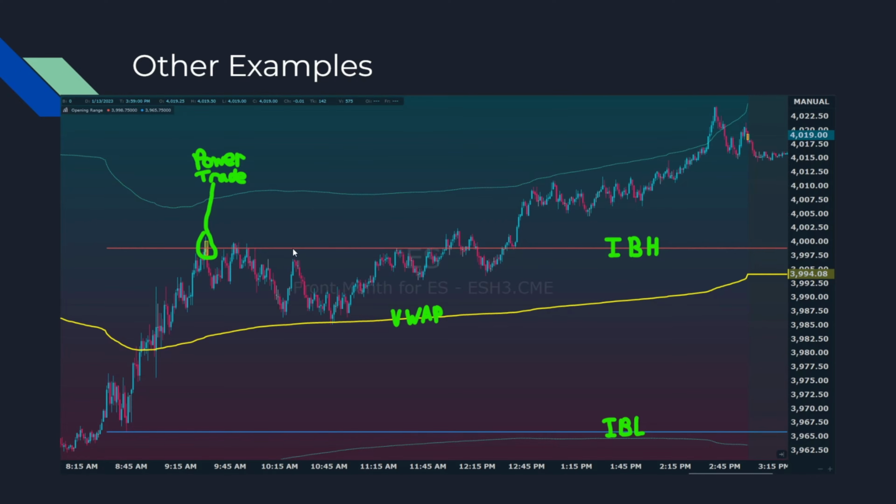But what did that power trade give us? It gave us a clear and defined level, along with initial balance, a clear and defined level to trade off of. It told us, hey, this is the level that people are watching. It's either going to reject here, and if it breaks above, we're probably in for an uptrend. And that's exactly what happened. We rejected, but buyers reloaded, and we uptrended after we broke it.